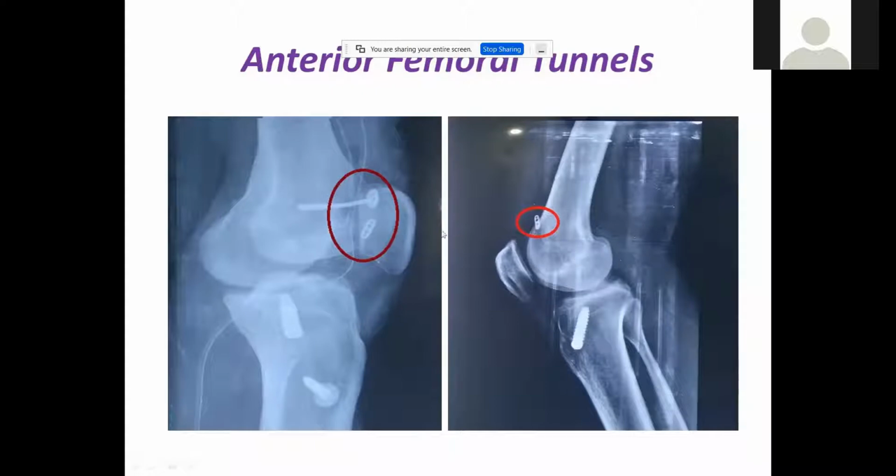But how anterior a tunnel it is. In this, you can see this is just behind the patella or maybe in the patella. This is the problem of the anterior femoral tunnel.